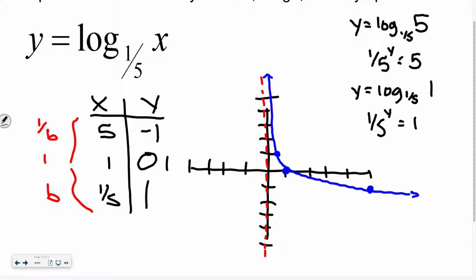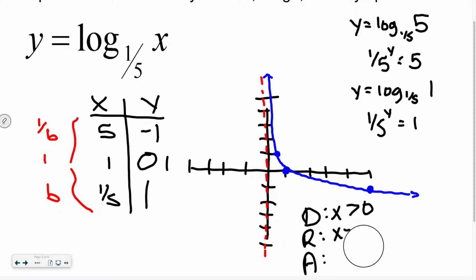I should do domain, range, and asymptote for good measure. So domain is x is greater than 0. Range is y equals all real numbers. I wrote x. That's wrong. Y equals all real numbers. And asymptote? X equals 0. Okay. What do you think? Not as bad as you thought?